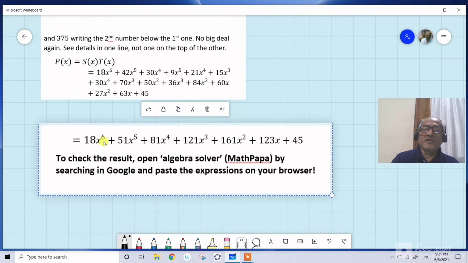The degree of this polynomial is the sum of the degrees of these two polynomials. S(x) was of degree 4 and T(x) was of degree 2. So P(x), that is S(x) into T(x), will be of degree 6. That is evident here. And there is a very good software available online to check whether this calculation is correct or not. You can just copy this and paste it on their proforma, that is called Algebra Solver or Math Papa. You can use that.